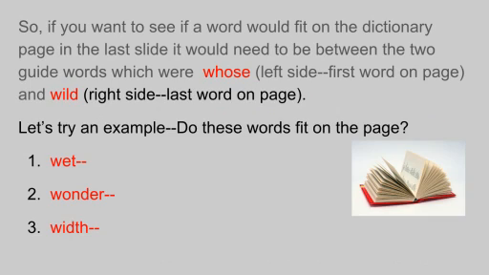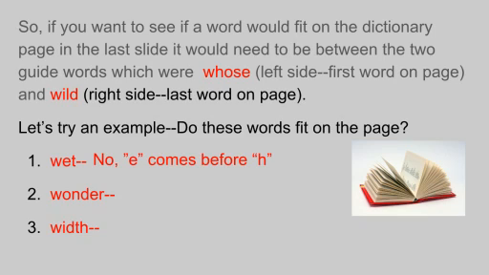So, if you want to see if a word would fit on the dictionary page in the last slide, it would need to be between the two guide words, which were whose, left side, which is the first word on the page, and wild, right side, last word on the page. Let's try an example. Would these words fit on the page? The first one is wet. Would it come between the words whose and wild? No, because E comes before the H, so it would be on a previous page.